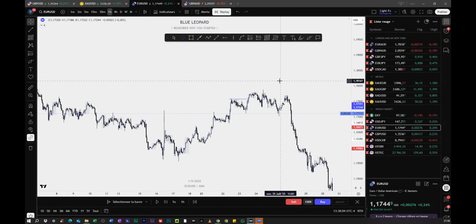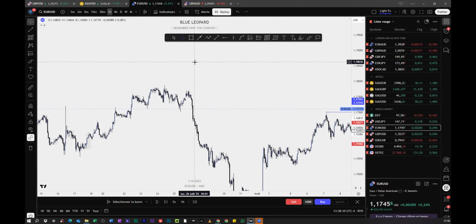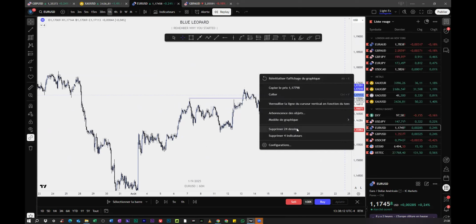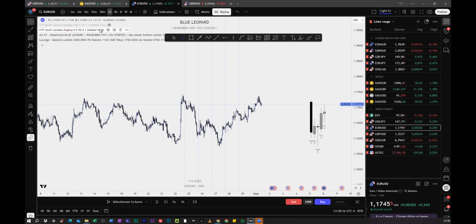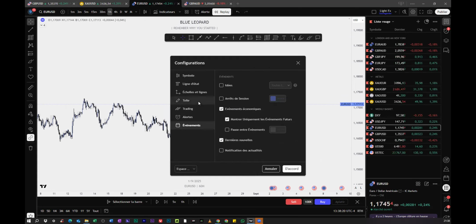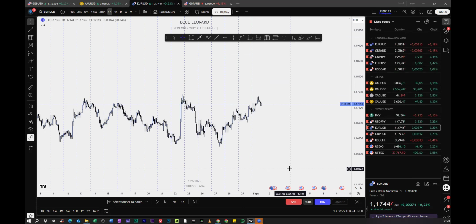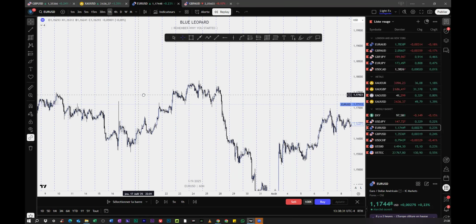I want you to go on the chart, okay? Find swing highs and swing lows. First of all, you can go on your TradingView. Let's delete everything. On your TradingView, just activate into configuration the session breaks. It's on the event session breaks. Boom, you have the lines for every day. Every day will be divided.